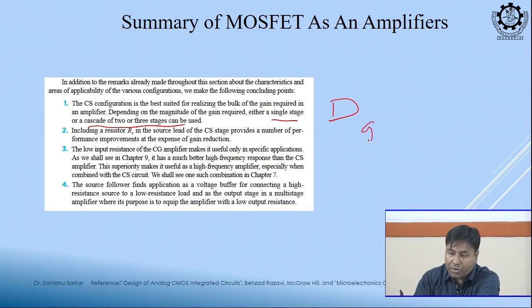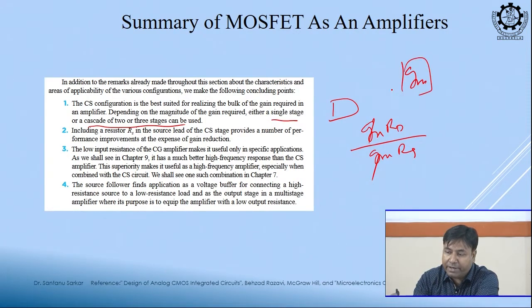How? GM RD by 1 plus GM RS. If we neglect 1, this is RD by RS. So, dependency on GM is getting reduced. Is it good or bad? It is good because we have no control over GM, it can vary, and if it is varying, your gain is also varying, you have no control.